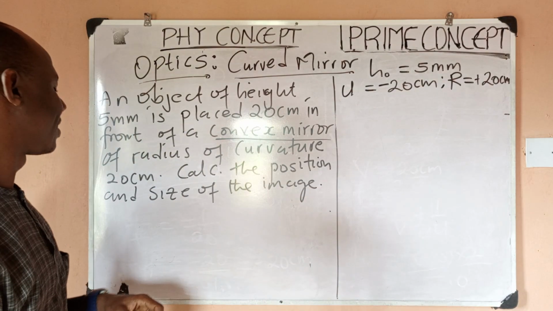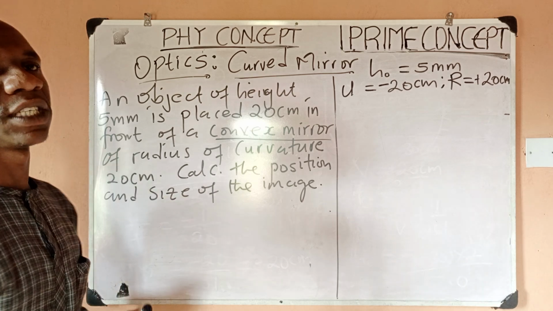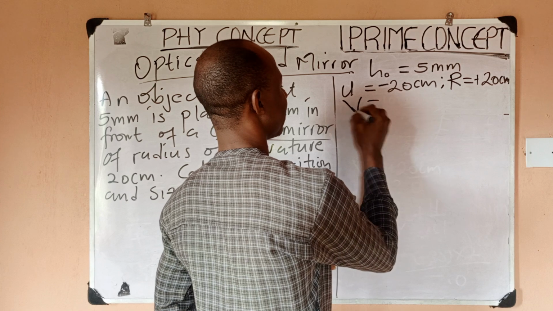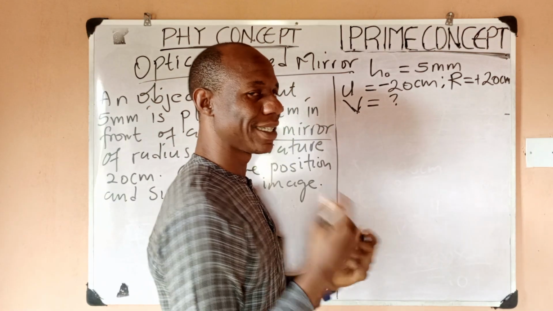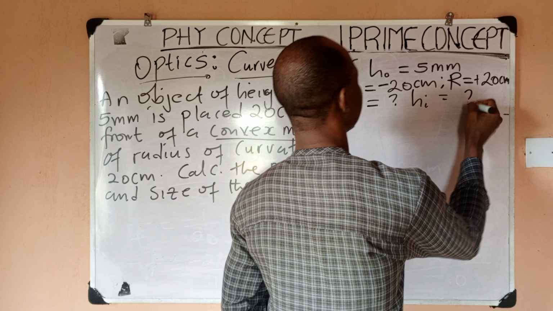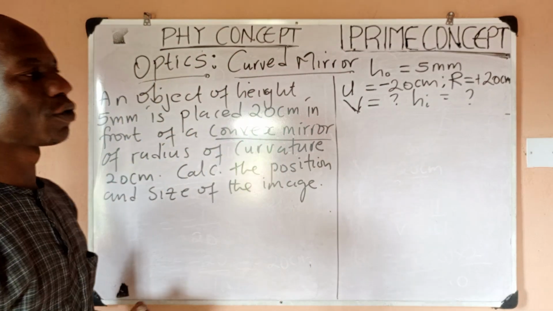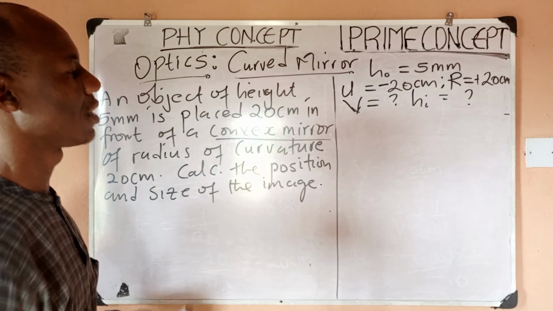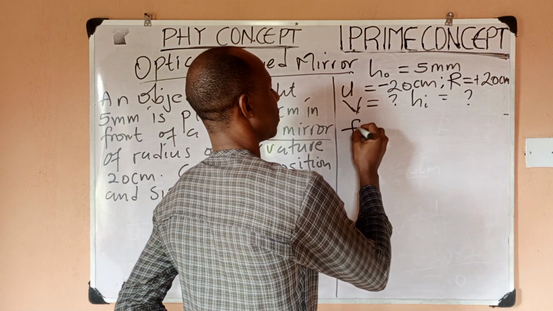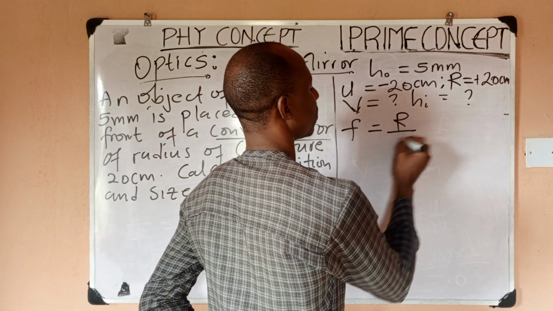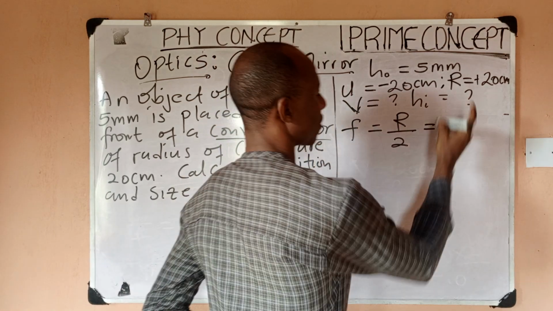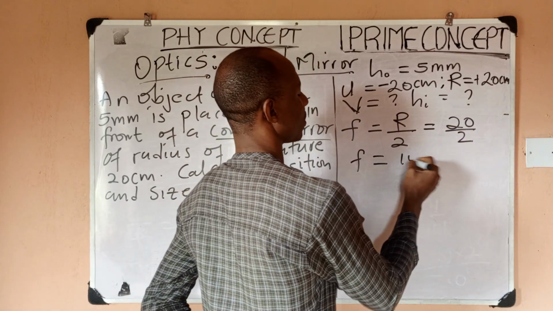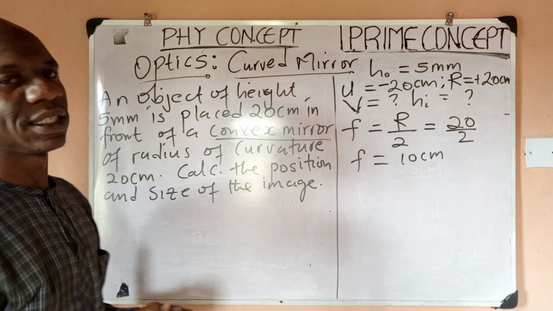Now, it said calculate the position and size of the image. Now, what does position of image mean? Position simply means image distance, v. So we want to find v, then they say size. Size means height of image. So these are the two things we need to find in this problem. Now, first thing I want to do is to determine my focal length so I can solve every other part there. If you recall, we know that focal length is radius of curvature divided by 2. And then our radius of curvature is 20 divided by 2. So our focal length becomes 10 cm.